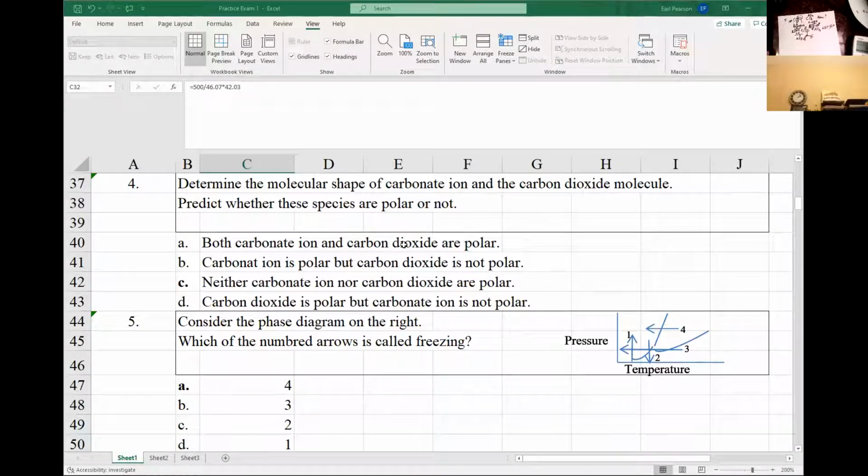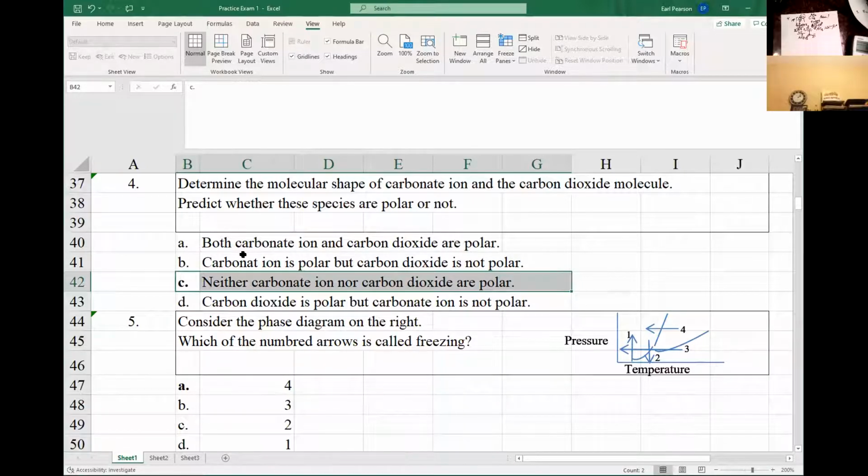Both carbonate and carbon dioxide are polar? No. Carbonate ion is polar, but carbon dioxide is not? No. Neither carbonate ion nor carbon dioxide is polar. That's correct. Okay, so we're good with that one. Now, number 5 has to do with phase diagrams.